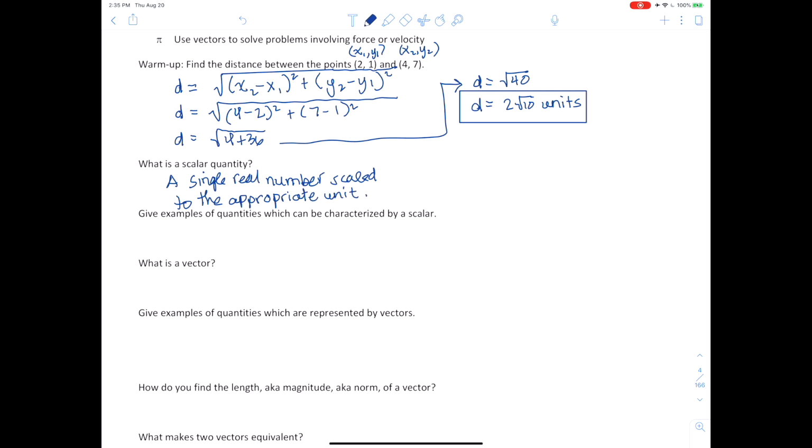All right, so give examples of quantities which could be characterized by some scalar. What do you think? Good. Distance, right? You could go twice the distance as you went a different day. So distance is one. What else do you think? Awesome. Volume. How about time? Yep, time could work. These are just some examples. Weight.